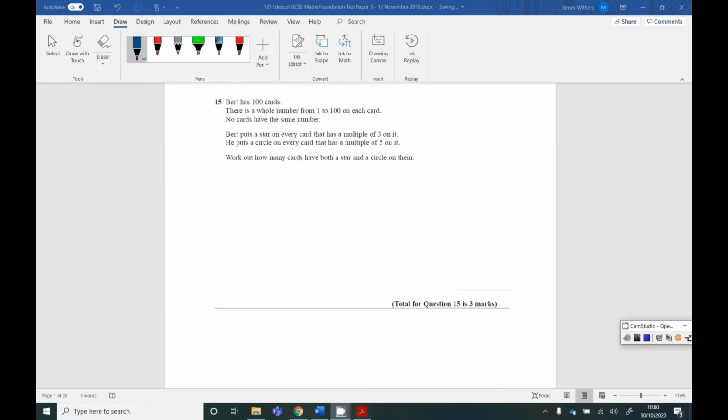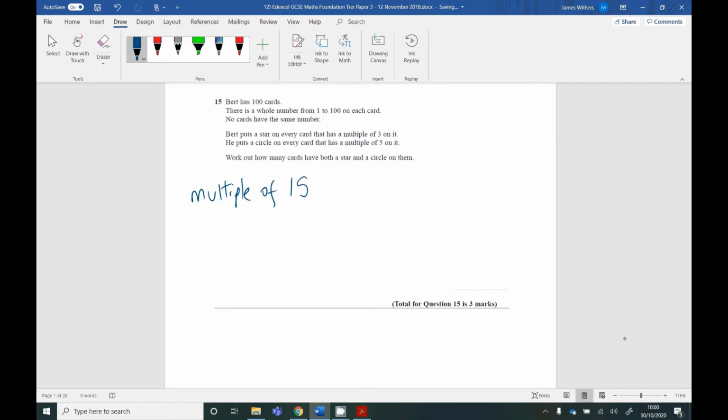Question 15. So Bert puts a star on every card that has a multiple of 3 and a circle on every card that has a multiple of 5. Now, in order for you to have a star and a circle on it, you're going to have to be both a multiple of 3 and a multiple of 5. So in order to be a multiple of 3 and a multiple of 5, you're going to have to be a multiple of 15. Okay, because it's only the multiples of 15 that are divisible by both 3 and 5.